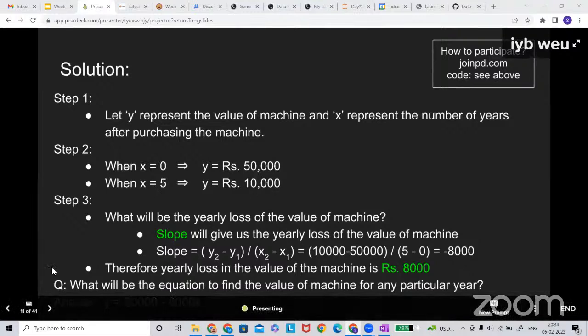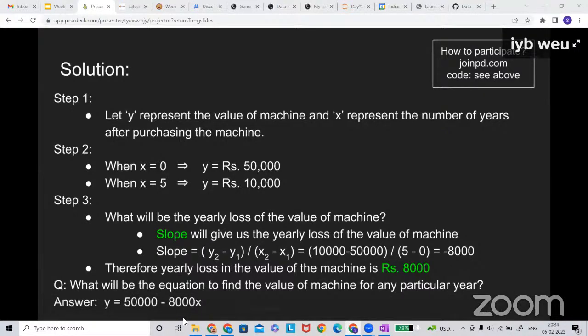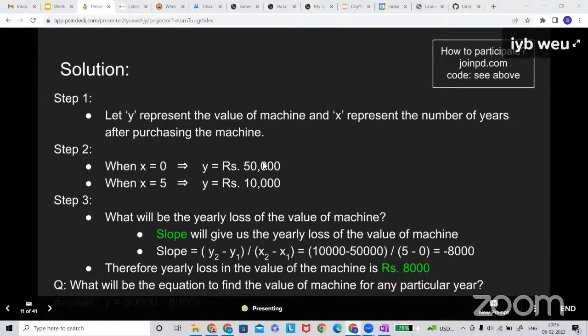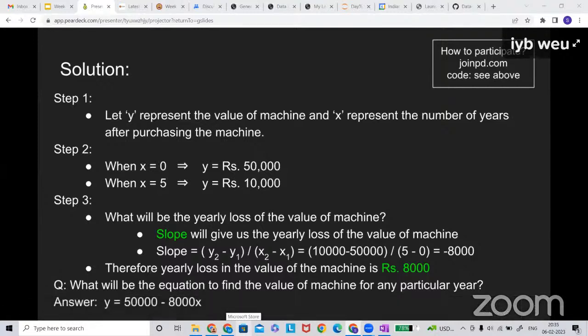Okay, let's move to the next question. Can you explain how to represent the equation in this form? So the equation is y is equal to 50,000 minus 8,000x. And how will you get that? You already have the slope here and the point is given. Using the one-point formula, you can get the equation of that particular line, and you can change it into the equation form, y is equal to something. You will get y plus 8,000x is equal to 50,000, or in whatever way you have, you can rearrange the equation as y is equal to 50,000 minus 8,000x, and this is used to get the value of the machine.